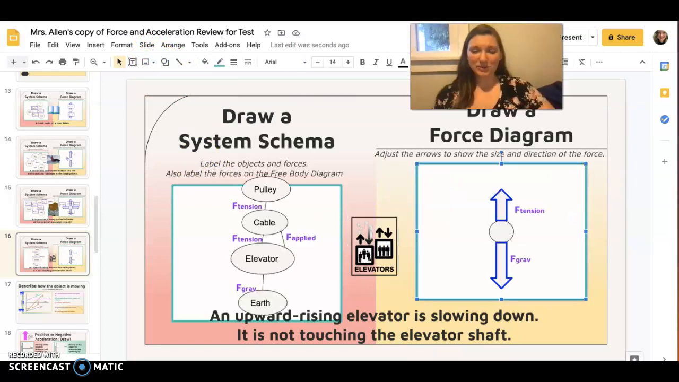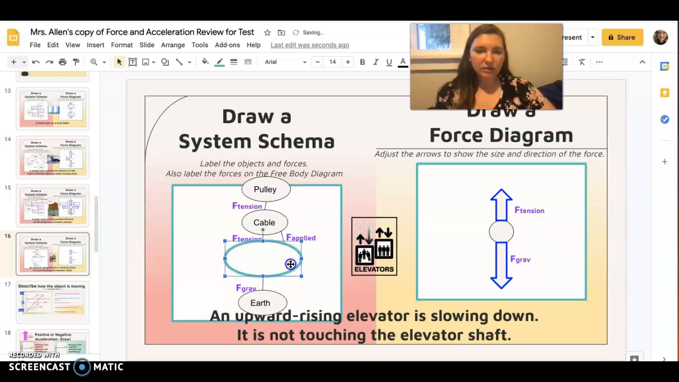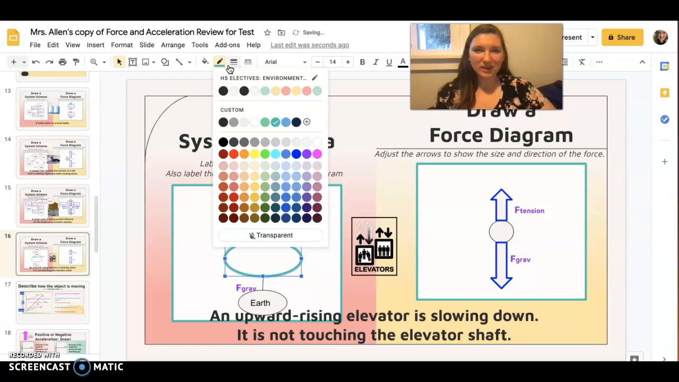Okay, so here's how I drew this one. So we have our elevator, the object of focus. Let me draw a circle around that. Dotted line circle. And that elevator, of course, is connected by gravity to the earth.